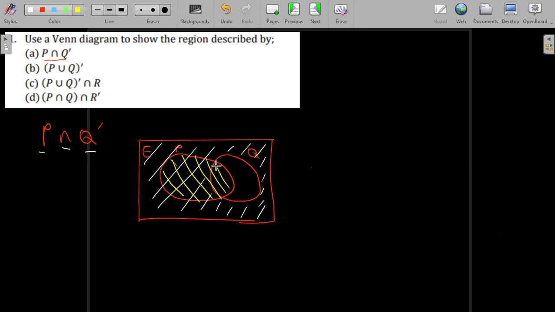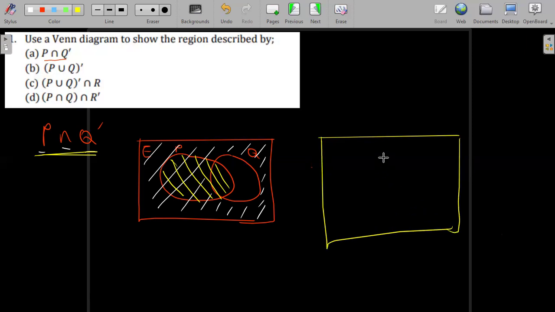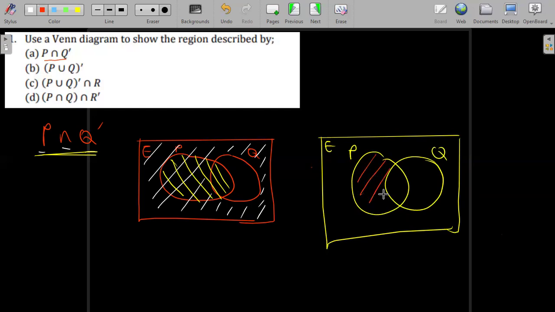So you see where those parts are crossing. And where those parts are crossing, that is going to be what? Your P intersect Q complement. So to write that alone, it's going to look something like this. I'll have my P and I have my Q and of course my universal set there. So this P intersect Q complement is going to be this part here.